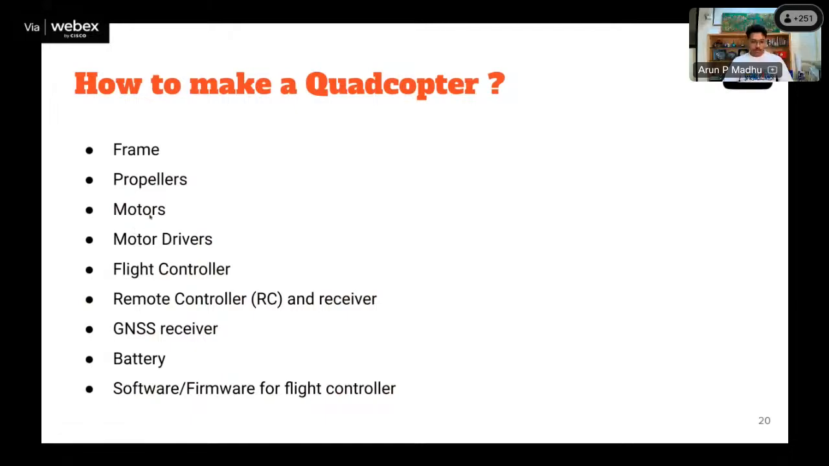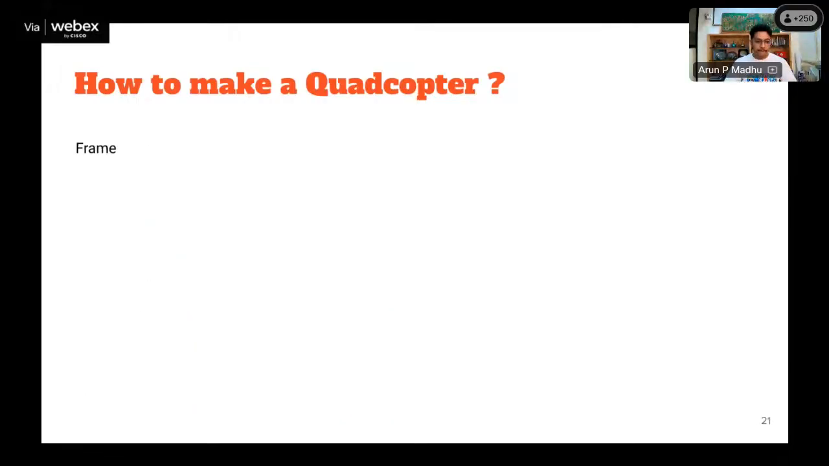So these are most of the components that you need to make a quadcopter. First comes the frame or the body of the quadcopter, then propellers, motors, motor drivers needed for those motors, flight controller, which is known as the brain, which controls everything. Then remote control and receiver. The remote control is for us to control the drone. Then GNSS receiver, this is GPS. Then we have the battery, and finally we have the software or firmware, which gives the soul to the quadcopter, let's say like that.